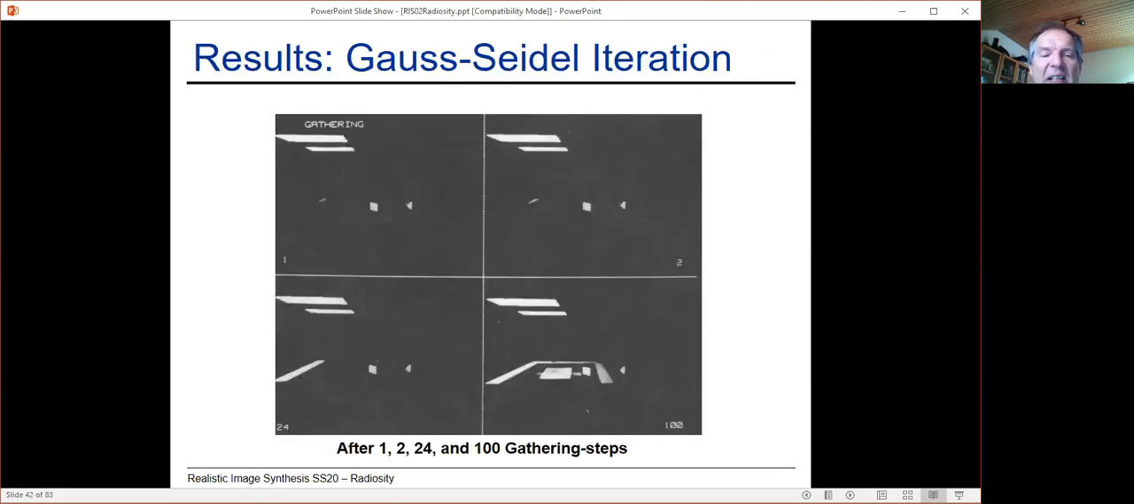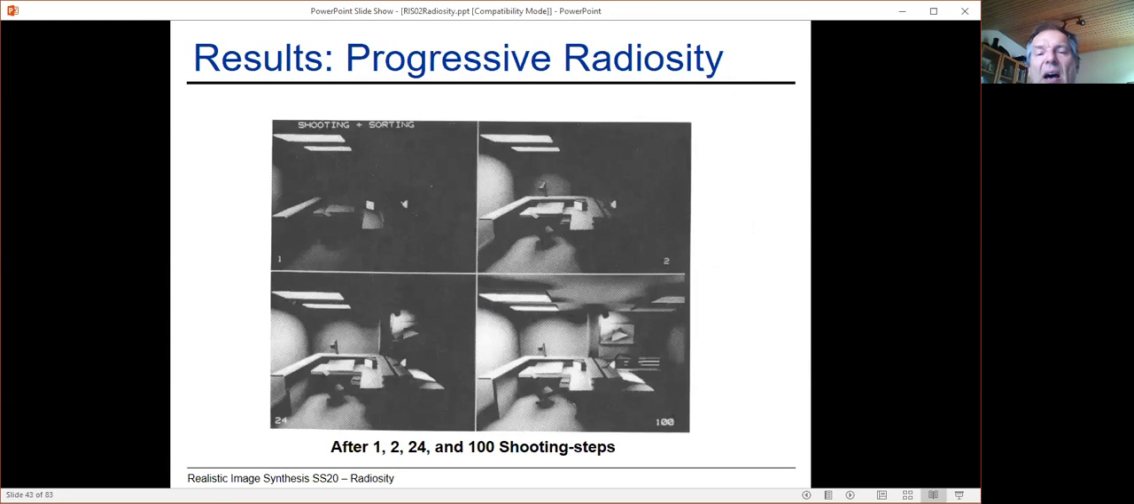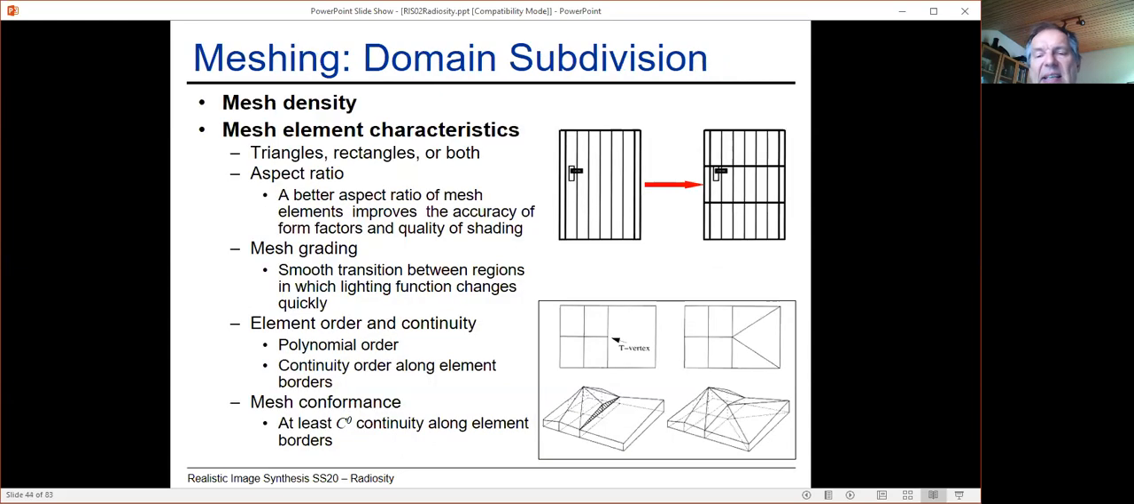So here are results of Gauss-Seidel iteration, so this matrix approach, this more traditional approach. You see that after many steps, after considering just random patches and solving the gathering process for them, we converge relatively slowly. Progressive radiosity, which is very aggressive in choosing those patches that contribute most to the scene illumination, converges much faster. So now I would like to spend a few minutes on meshing techniques.